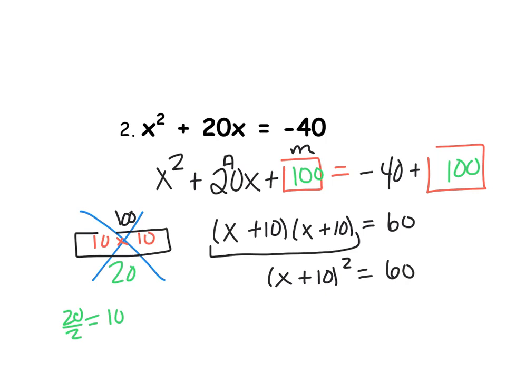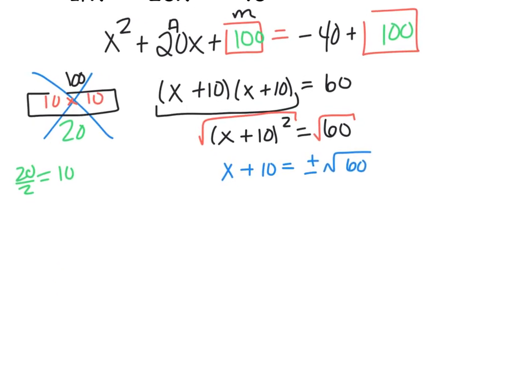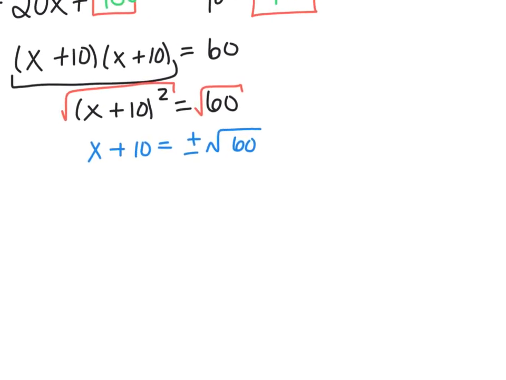The only way to get rid of a square is to take the square root. So I take the square root, and I take the square root. The square root of x plus 10 squared is just x plus 10. And that's equal to plus or minus the square root of 60. We now simplify the square root of 60.